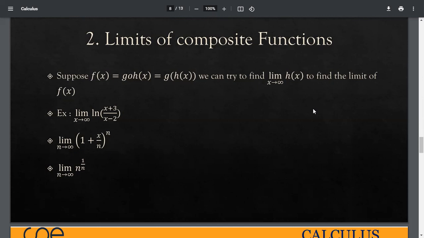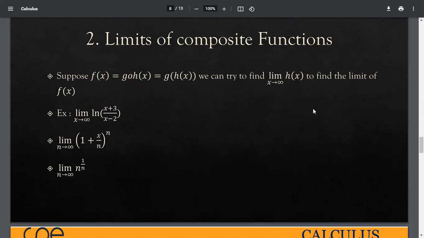So if I have a composite function, g round h of x, or g of h of x, then it's enough for me to know the limit of h of x, to know the limit of f of x as x tends to infinity. So here, f of x, g of x, all are sequences. So we are talking here about terms. We are not talking about continuous functions. Okay, that is to keep in mind. Because we mainly use x for functions.